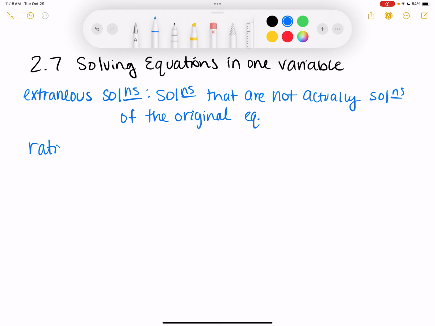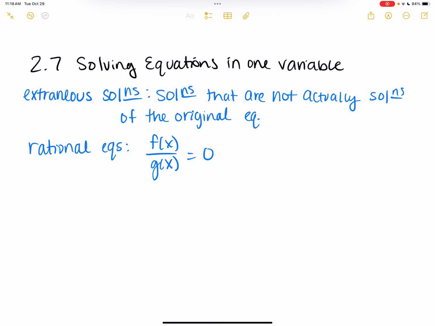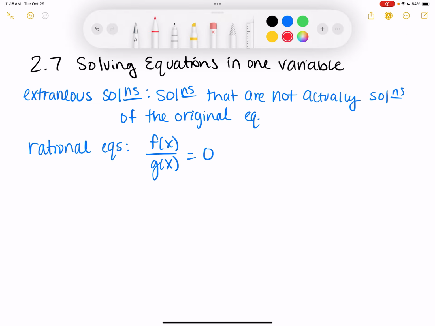Rational equations. f of x over g of x equals 0. That's like the form that they have. Solve the equation algebraically, support your answer numerically, and identify any extraneous solutions. So basically we're just going to solve it and then check the solution.